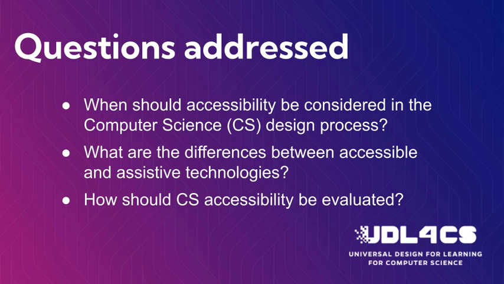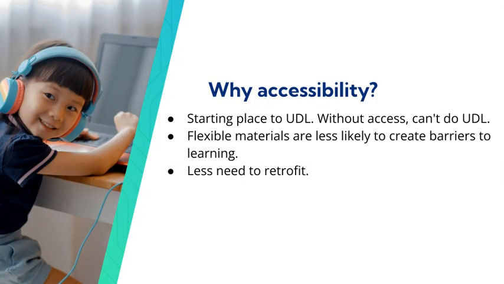This evening, I'm going to be discussing a few questions. When should accessibility be considered in the computer science (CS) design process? What are the differences between accessible and assistive technologies? How should CS accessibility be evaluated? Why are we focusing on accessibility?